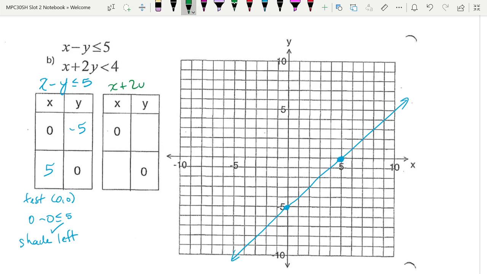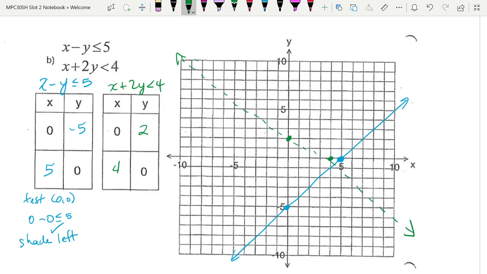All right. Let's do green now. x plus 2y is less than 4. Well, if x was 0, y would be 2. If y was 0, x would be 4. So 0 over and 2 up, and 4 over and 0 up. What kind of a line is this one? This one's dotted. Oh, that's terrible. I'm going to undo that. Start that over. There we go.